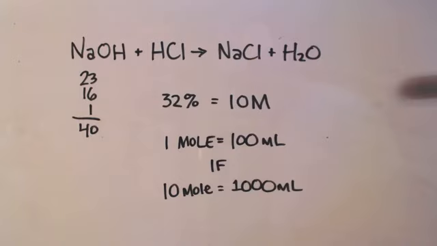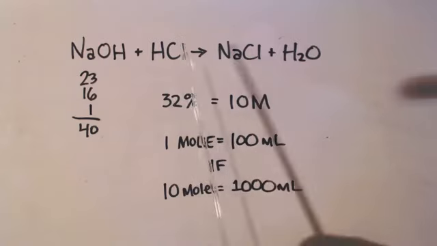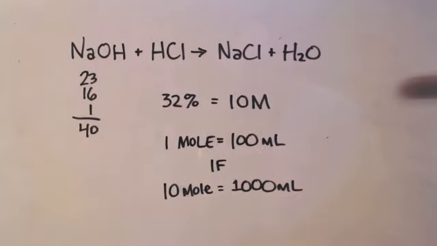So that's easy to figure out, right? If 10 moles are in 1,000 milliliters, or 1 liter, then 1 mole is in 1/10 of this, which is 100 milliliters. So you'd add 100 milliliters of HCl, 40 grams of sodium hydroxide, and there you go. Do your reaction.